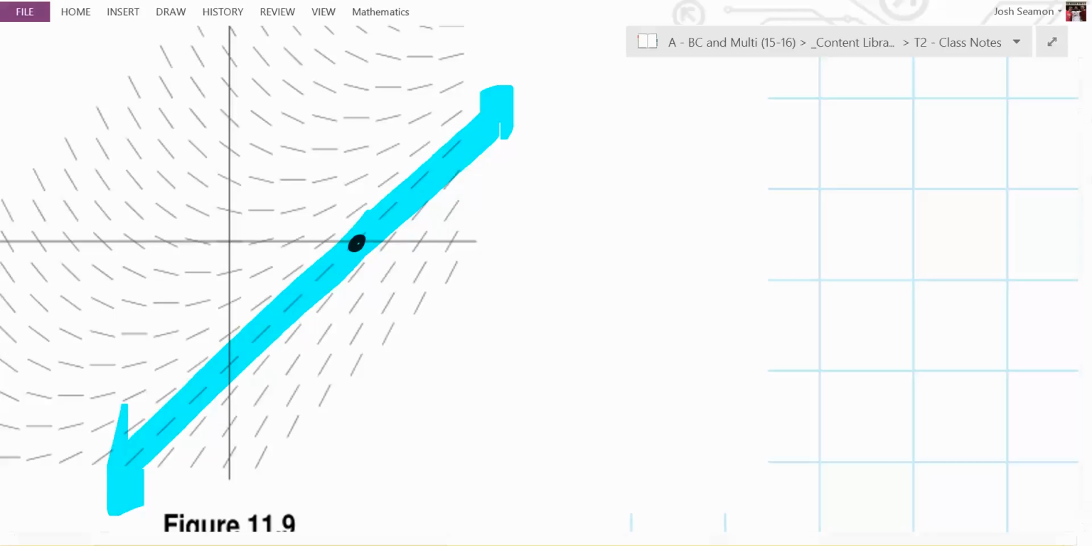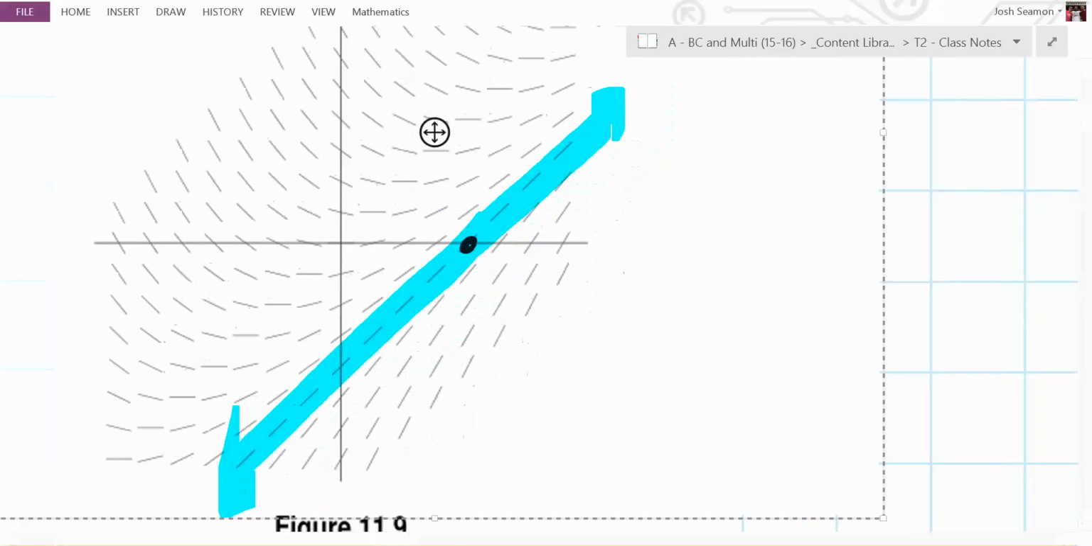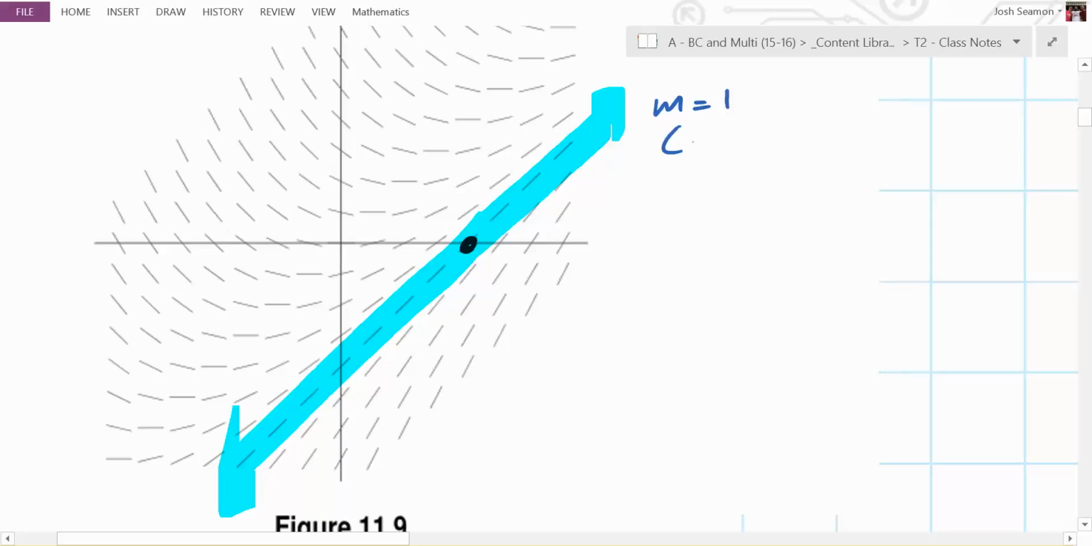So what's the equation? What's the slope? 1, and then you have the point 1, 0, so it's y minus 0 equals 1 times x minus 1. So it looks like it's y equals x minus 1. Done.